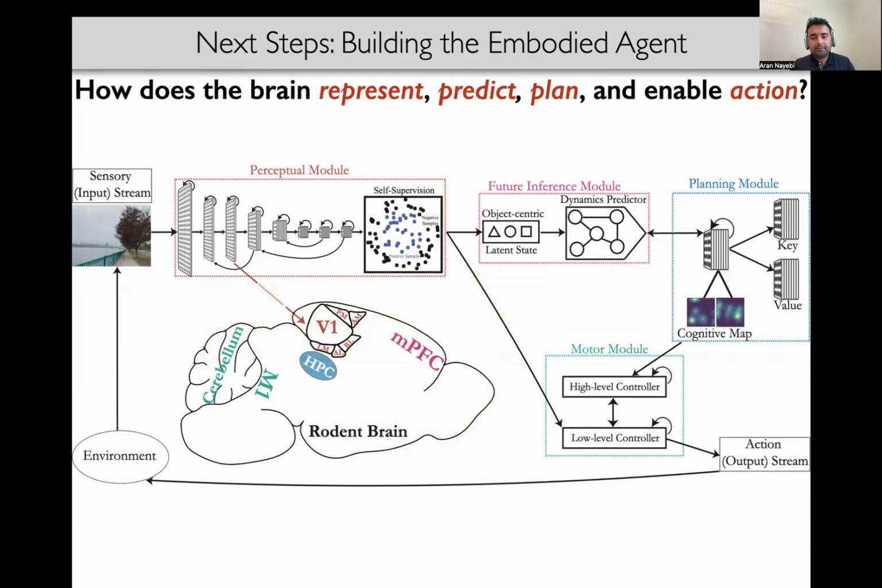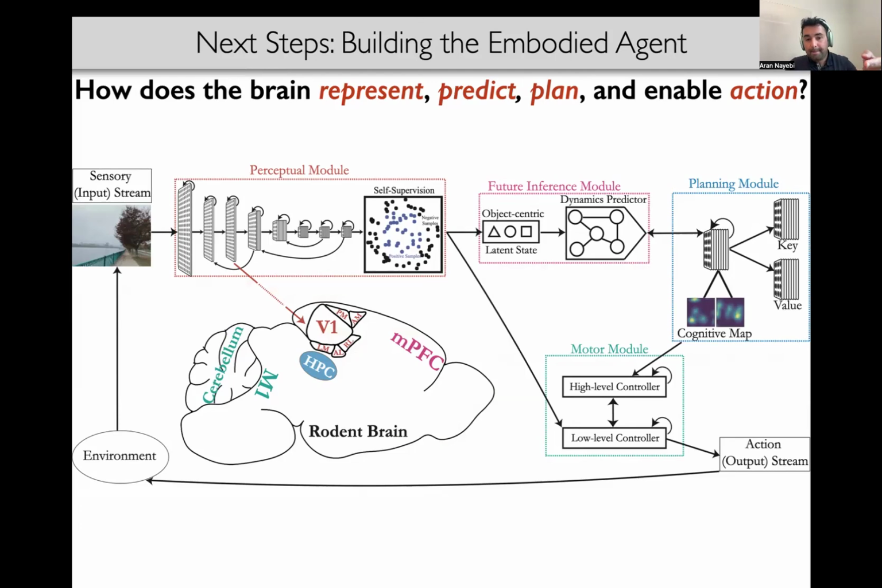And finally, I want to emphasize that each of these modules, which I'm color coding here in the schematic of the rodent brain that best represents it, will be compared, their internal representations, in the same ways that we've done so far, to real neural recordings from brain areas, for example, in the rodent here.